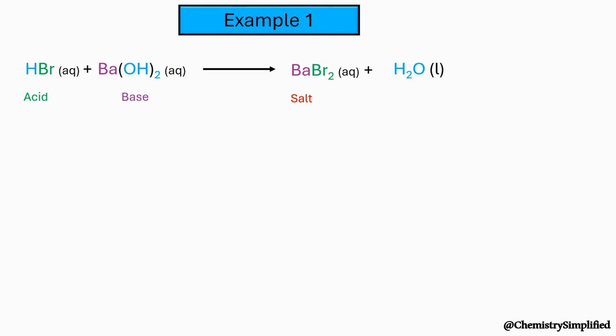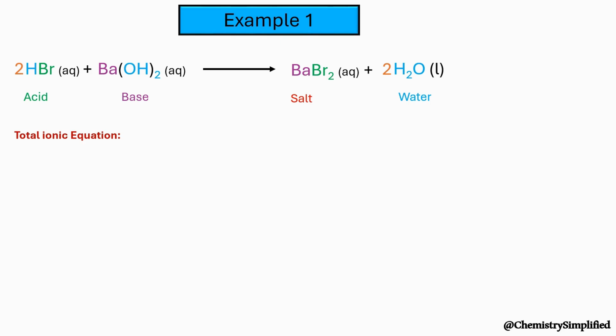So as we already said, acids and bases react together to produce salt and water. So let's balance this reaction. So we have 2 hydrobromic acid and we have 2 water molecules. We'll cover balancing reactions in future lectures. So let's work it out.